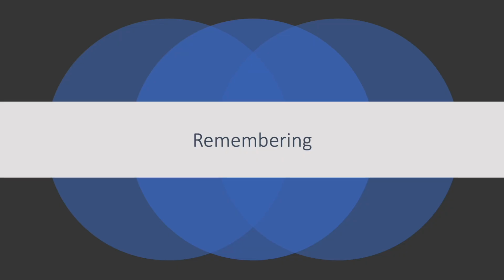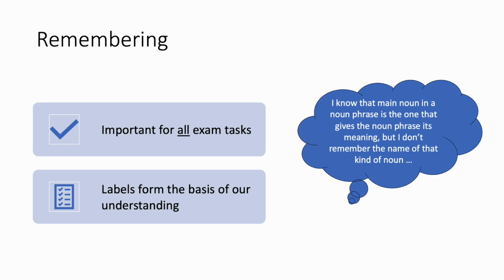So, how about remembering? How do we master that? Well, we know that it is important for all exam tasks. We use labels that form the basis of our understanding. So we need to remember the labels, right? For example, I know that the main noun in a noun phrase is the one that gives the noun phrase its meaning, but I don't remember the name of that kind of noun. What's the label there? That's right, the head noun or the head word.